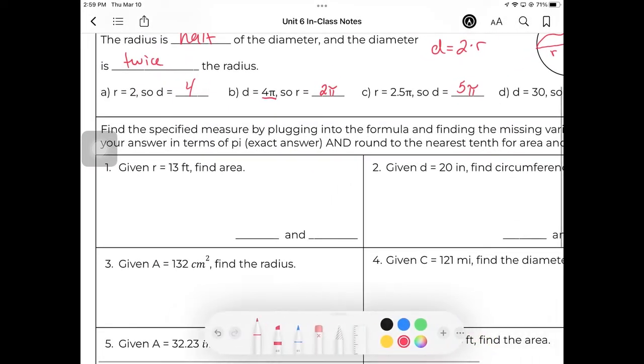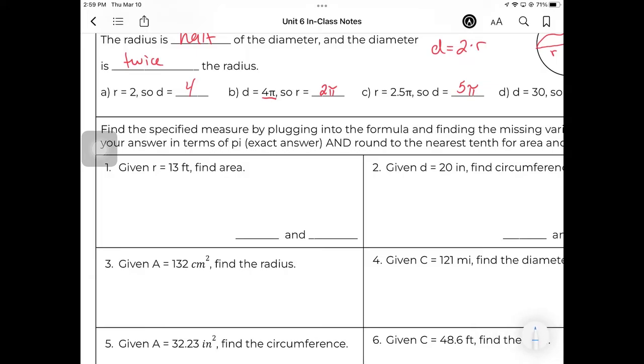So the first thing we're going to do here is start working through, and I'm going to give you a measurement and ask you to find another measurement. Okay? So we're going to start pretty simple. I'm going to give you a radius and ask you to find the area for number 1. Now, we're going to write answers 2 ways on some of these. We're going to write answers in terms of pi and rounded to the nearest tenth. So we'll have an exact answer first in terms of pi and a rounded answer next.